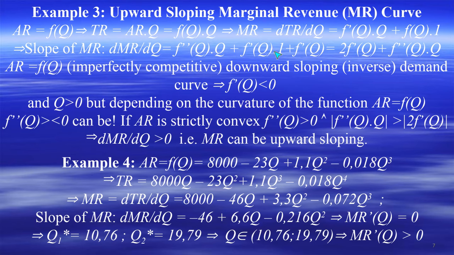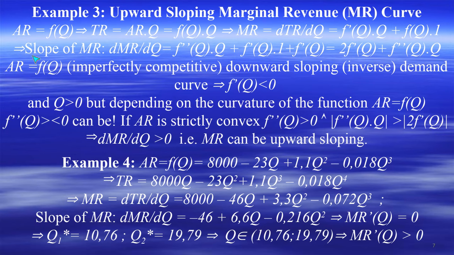So here we have f prime Q here again, and then another f prime Q. This is 2 times f prime Q, the first derivative of the average revenue, which is the first derivative of the demand function, the slope of the demand function, 2 times f prime Q, plus f double prime Q times Q. All right. So this is the slope we want.